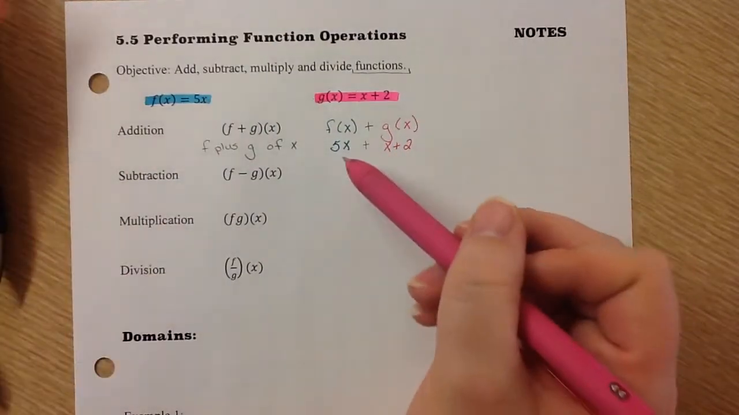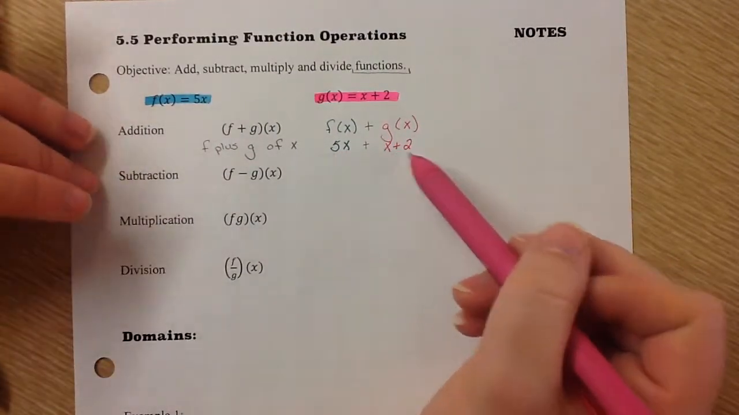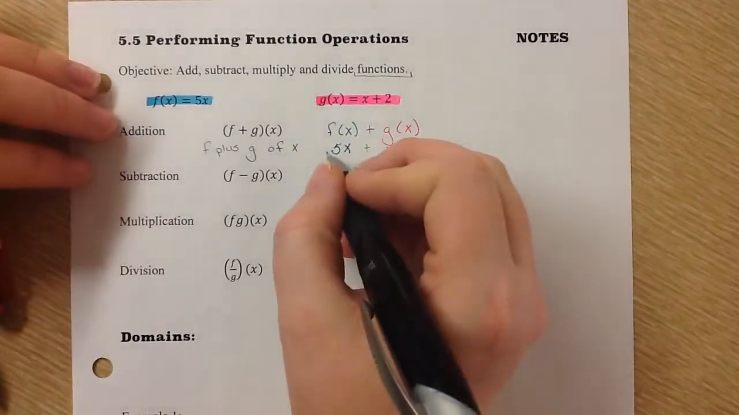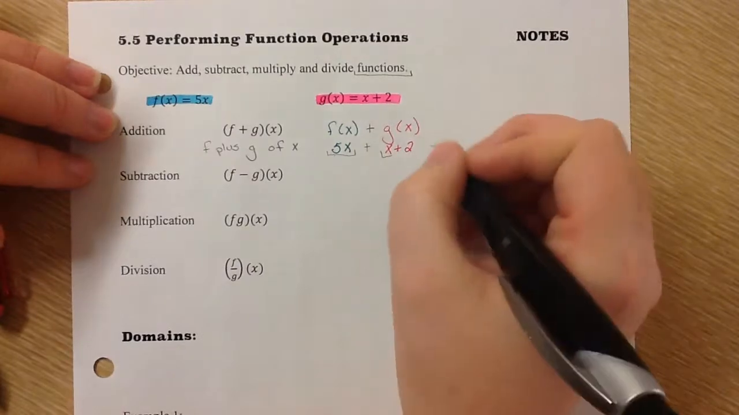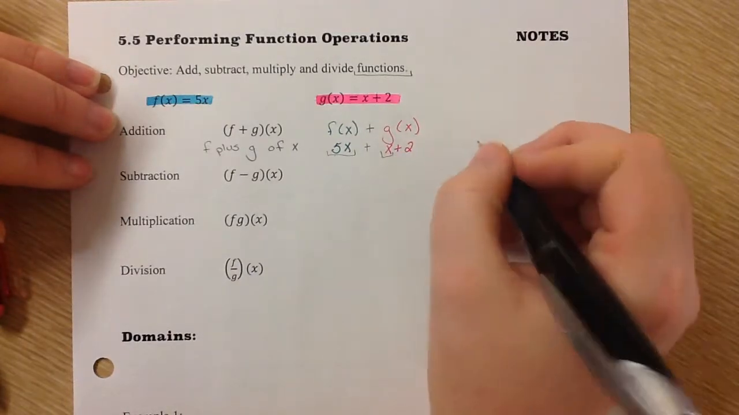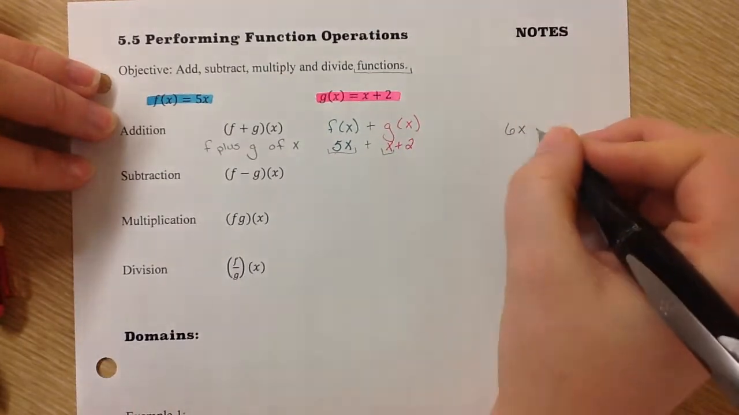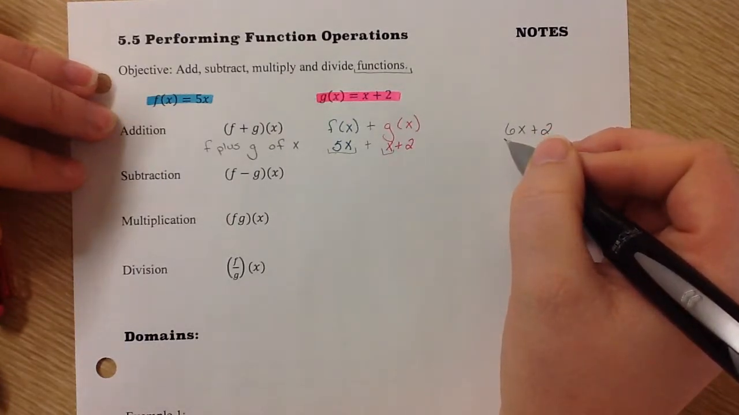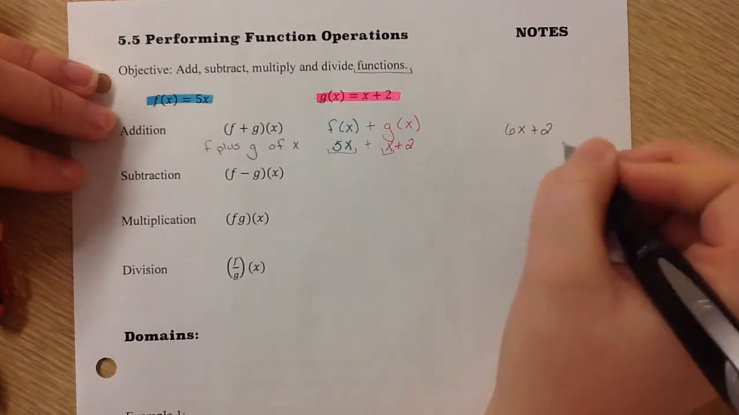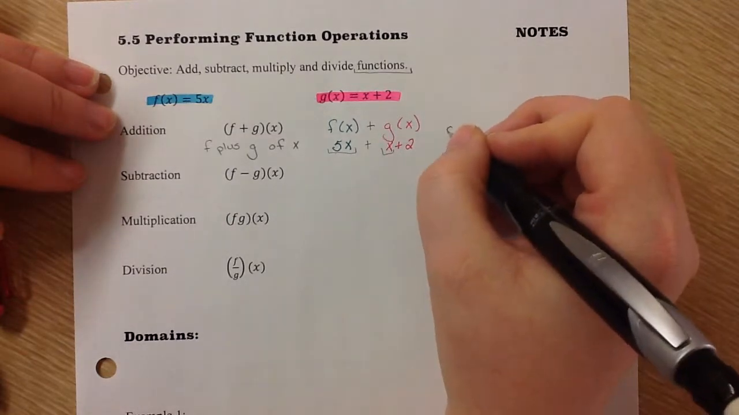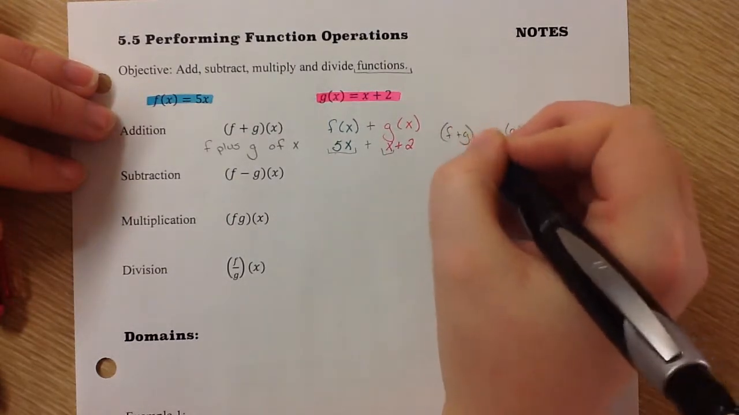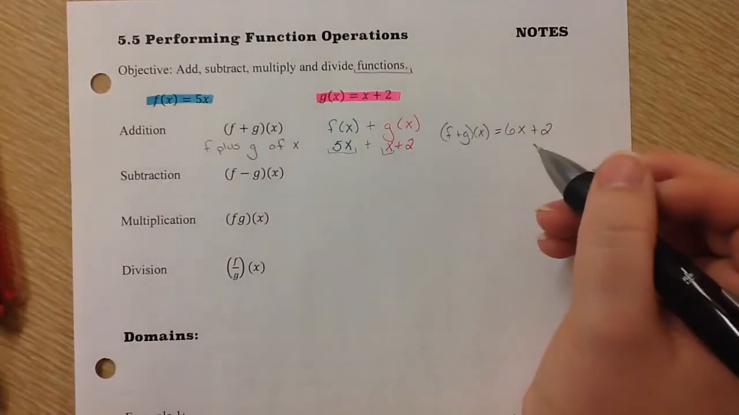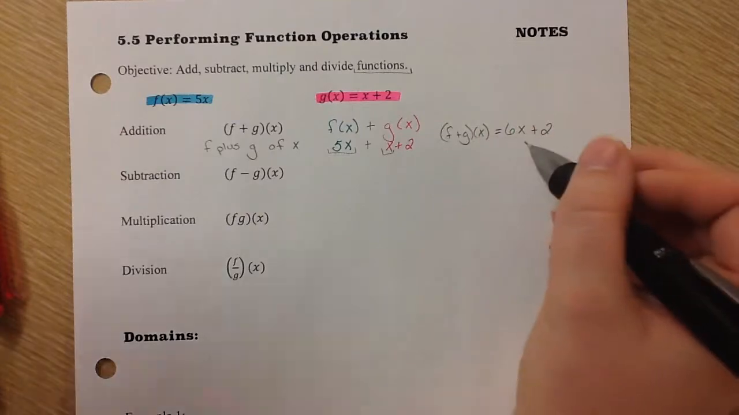Okay. So now we just add these two functions. We can add like terms if we can simplify that way. So my 5x and my x, I can add those and I get 6x plus the 2. So this is my new f plus g of x function. This in itself is a new function.